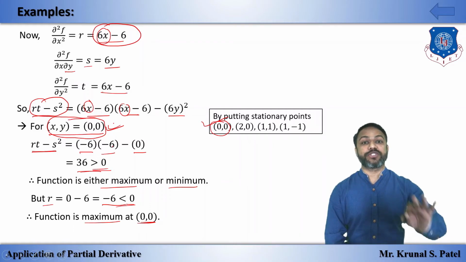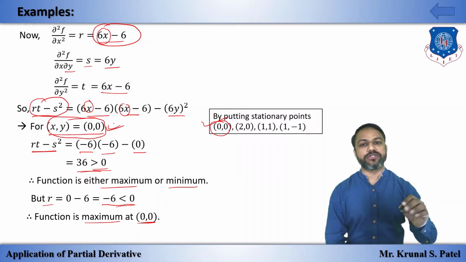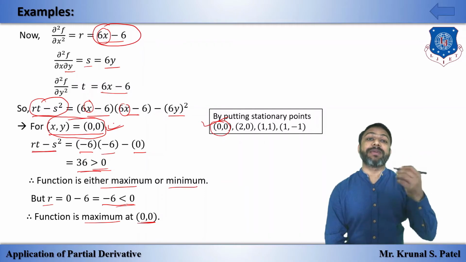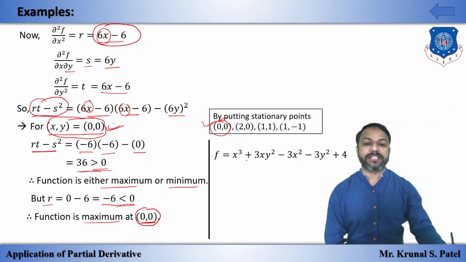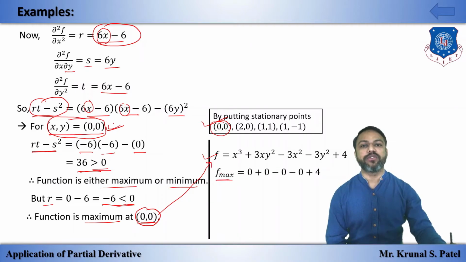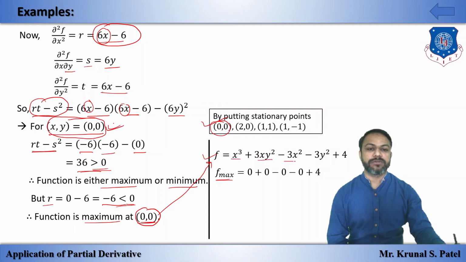Now we have decided that at the point (0, 0) the function has a maximum value. But what is the maximum value? For that, as I told, we have to put this (0, 0) point in the given function. And what is the given function? The given function is x cube plus 3xy square minus 3yx square minus 3y square plus 4. We have to put (0, 0) in this function. So we have f maximum, that means the maximum value of f(0, 0), and the final answer is 4. This is our maximum value of the function at the point (0, 0).